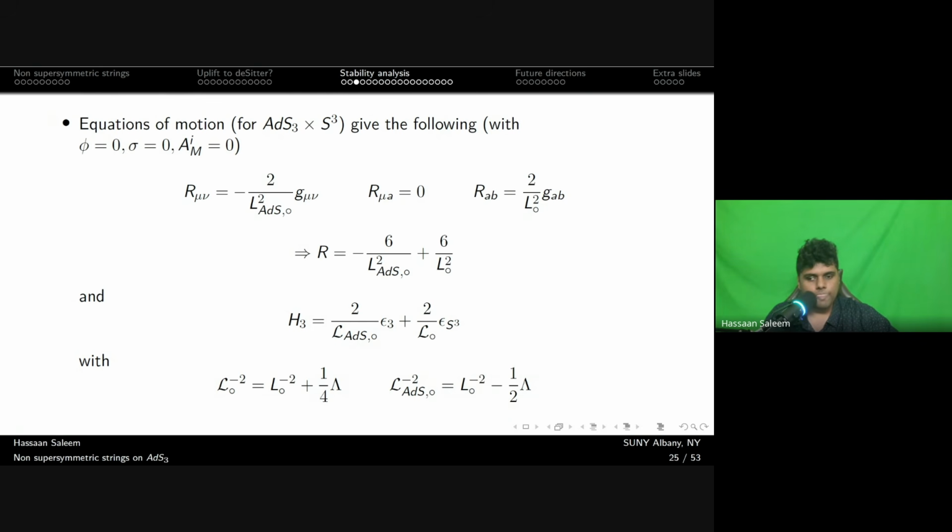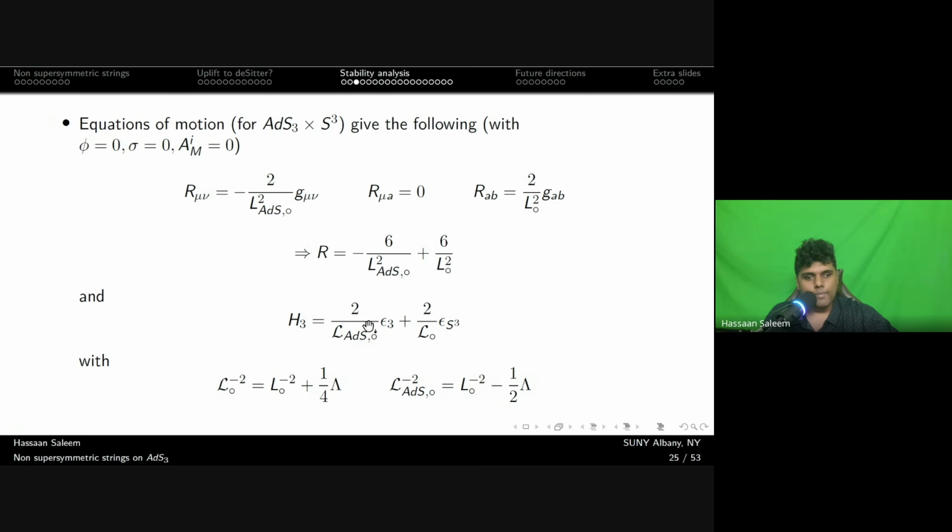That's what I mean. So if we are studying AdS3 cross S3, then the Ricci tensor for the AdS3 part takes this form. The Ricci tensor for the sphere part takes this form, and the cross terms are just 0. So these mu and nu indices live on AdS3. These A, B indices, the Latin indices, live on S3. Okay. So if you add up the contributions to the Ricci scalar coming from these two, you get this.